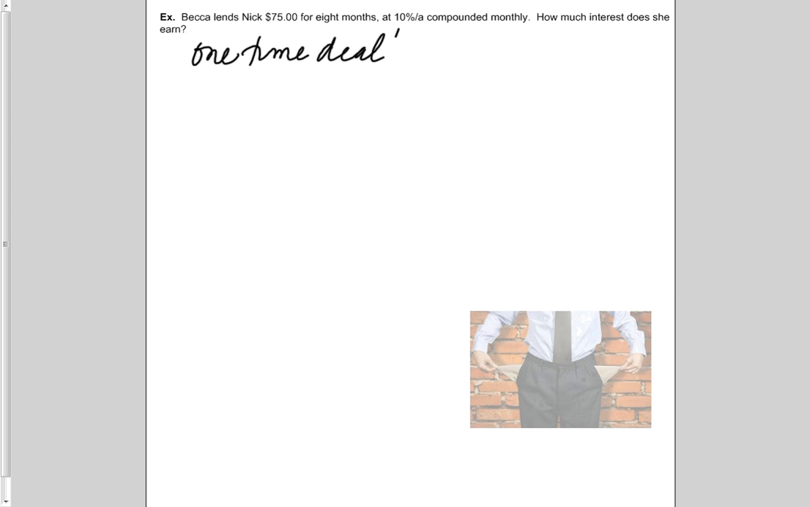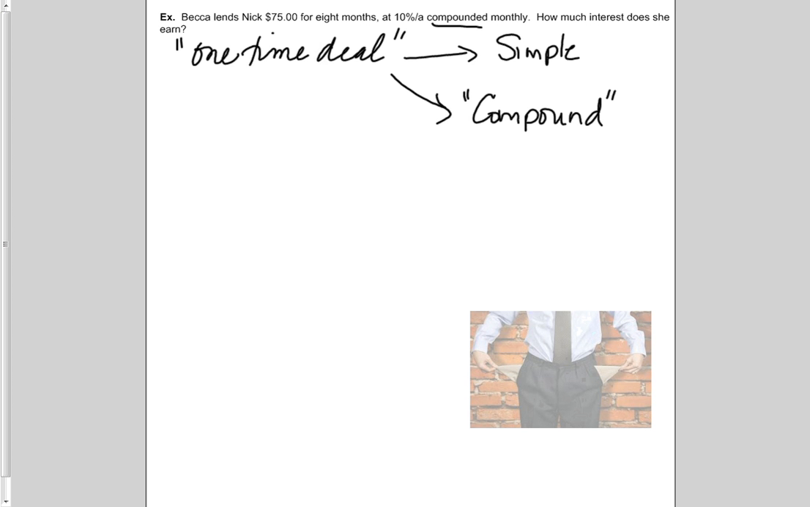I don't know if that's the official financial wording, but it's either simple or compound interest when we're not paying it off regularly. And we need to look for the word compound to determine which it is. There it is. Compound interest. So the only formula that we have for compound interest is this one.